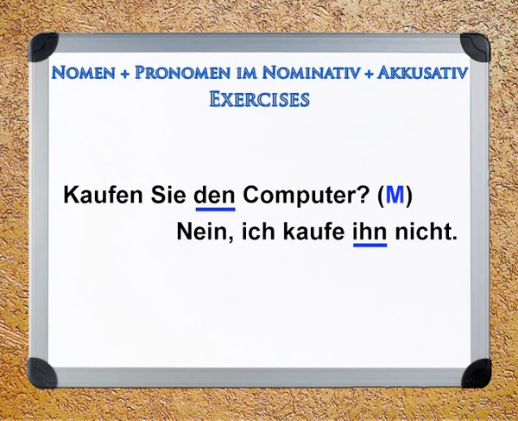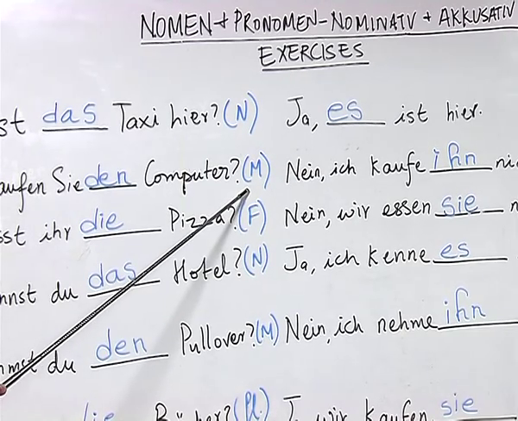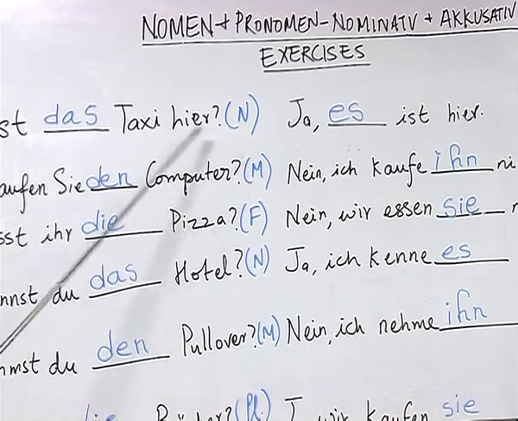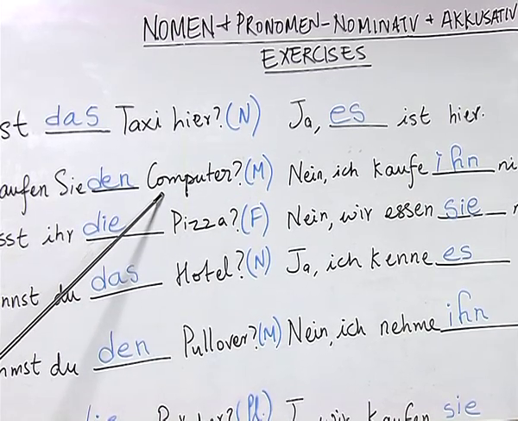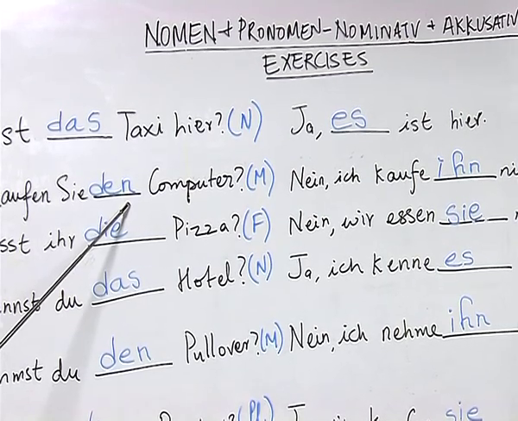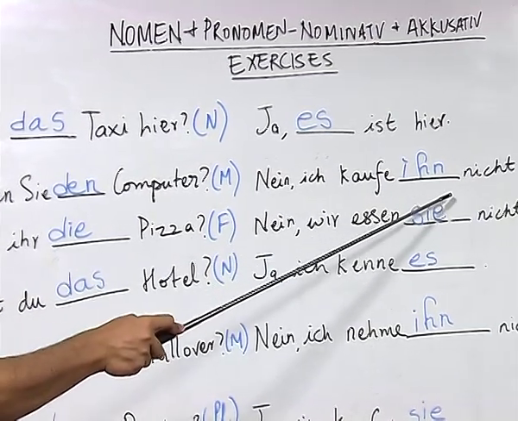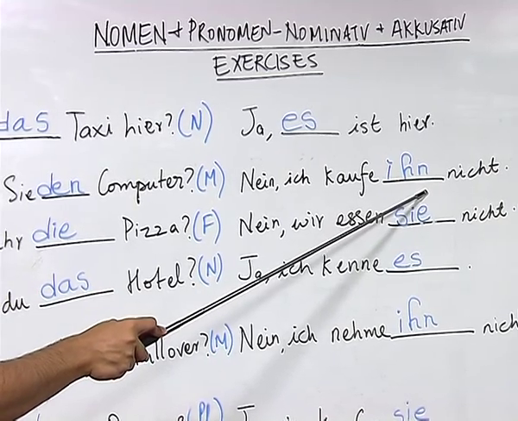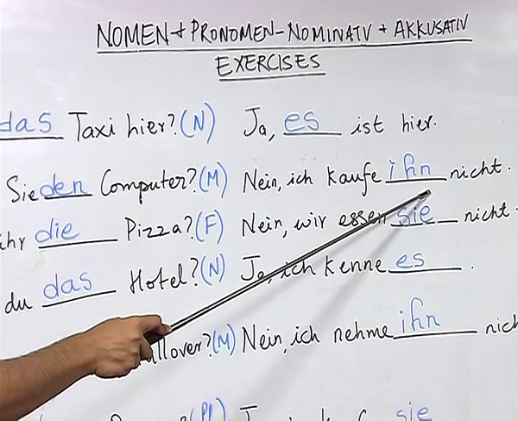Kaufen Sie den Computer? Nein, ich kaufe ihn nicht. Here, as you can see, the student correctly distinguished that the noun is in masculine gender and also in accusative case, and therefore wrote the correct article which is den and also wrote the correct pronoun which is ihn here. So the answer is correct.